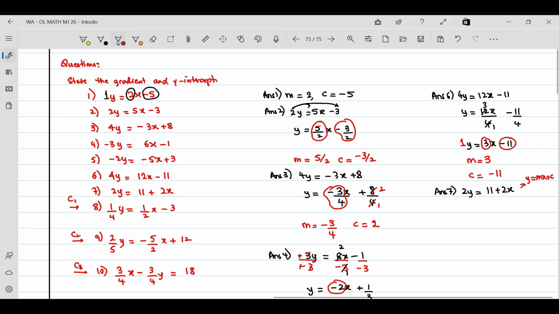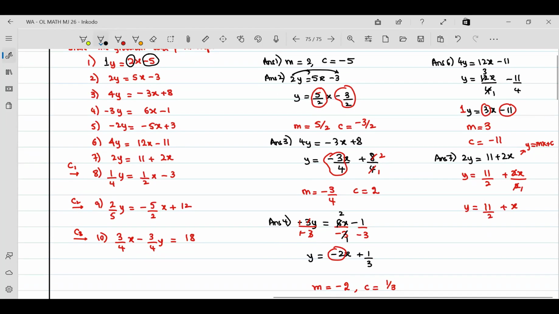Now you take the 2 away. So y is 11 over 2 plus 2x over 2, right? Ali, can you simplify any of these? 2 and 2 gone. The equation you have is 11 over 2 plus x. Yes or no, all of you? Yes. Now, can you find out the gradient?